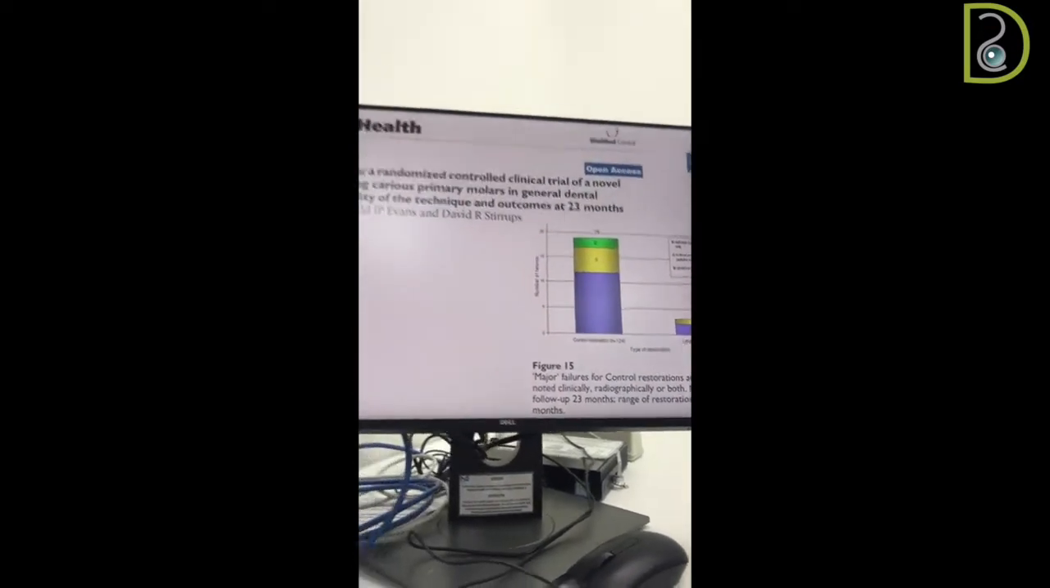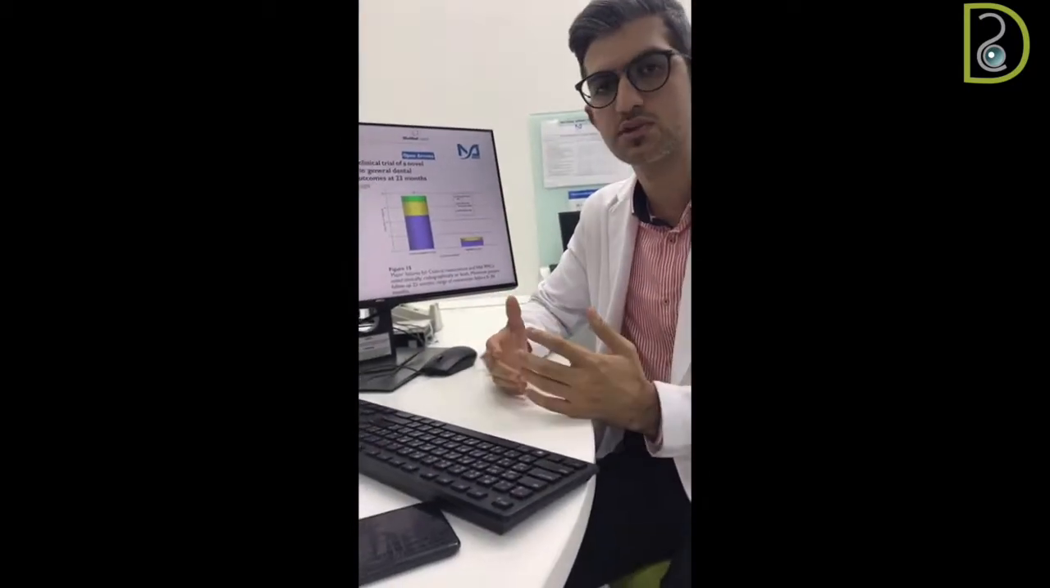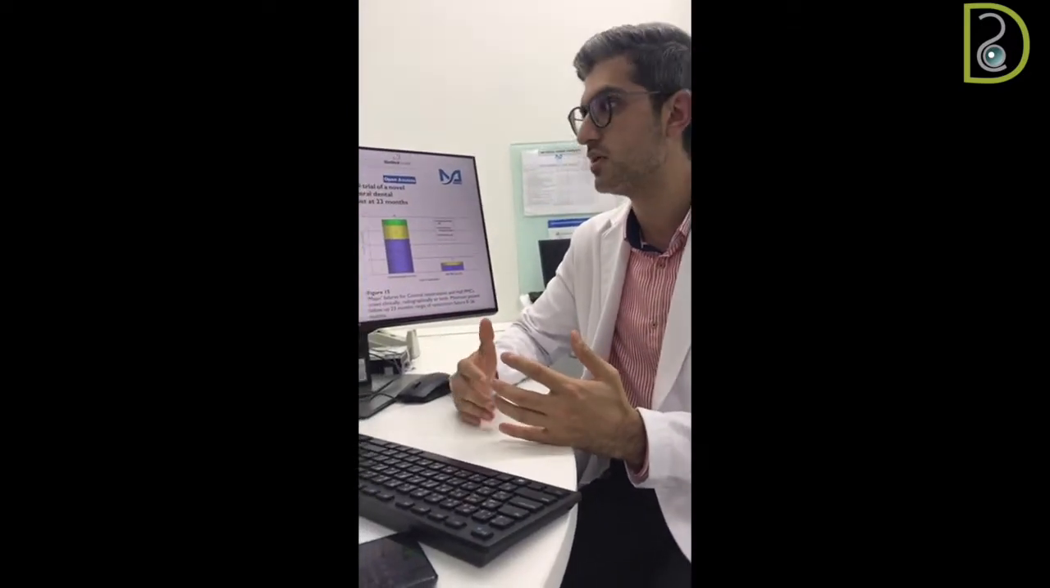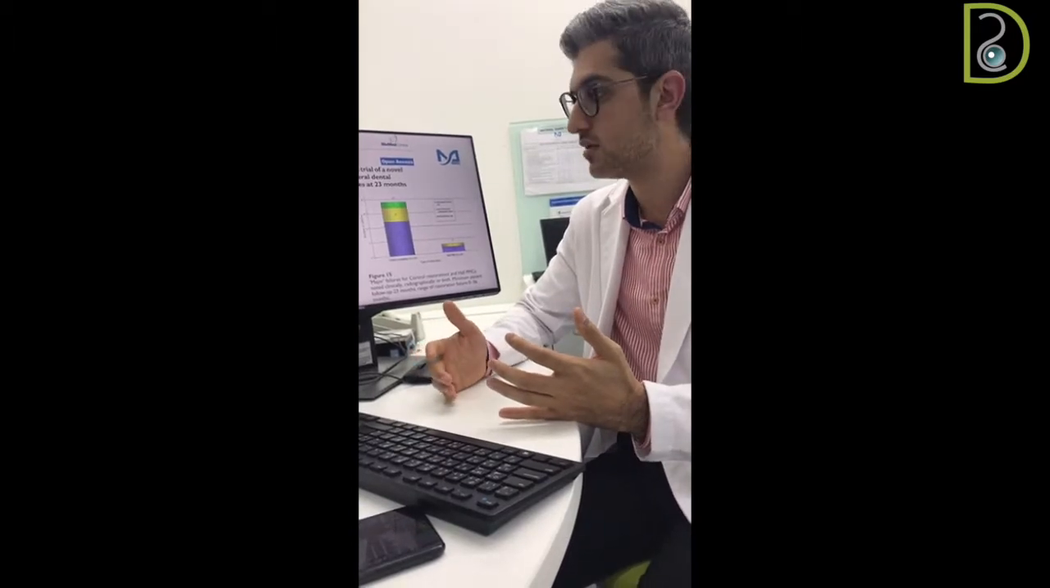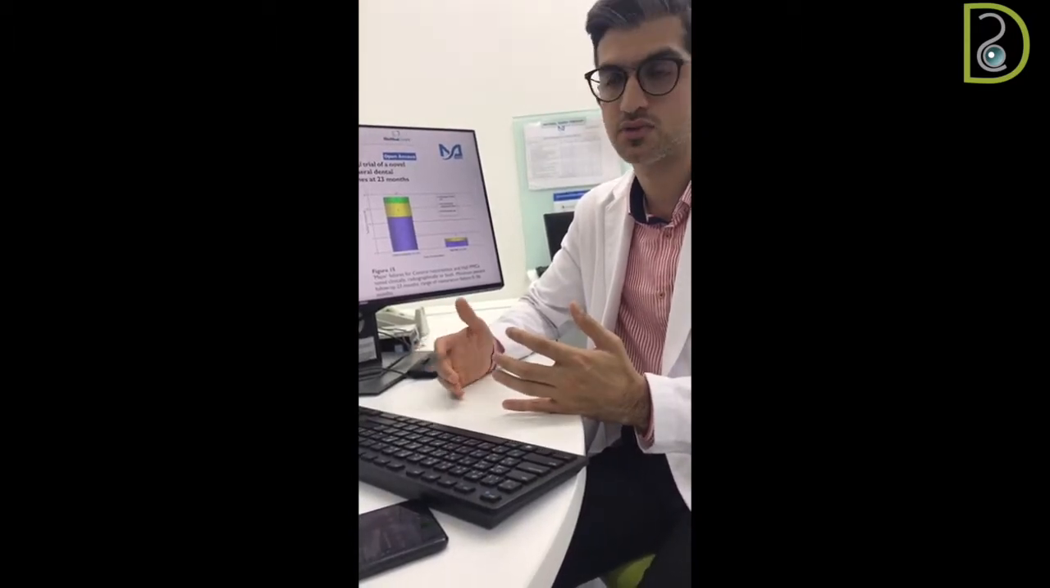Now every day we have randomized clinical trials and systematic reviews. They all show that the Hall crown is really effective and has a very low failure rate and a high success rate. We have the evidence to support it, so there is no way of rejecting this technique and not having it in our toolbox.